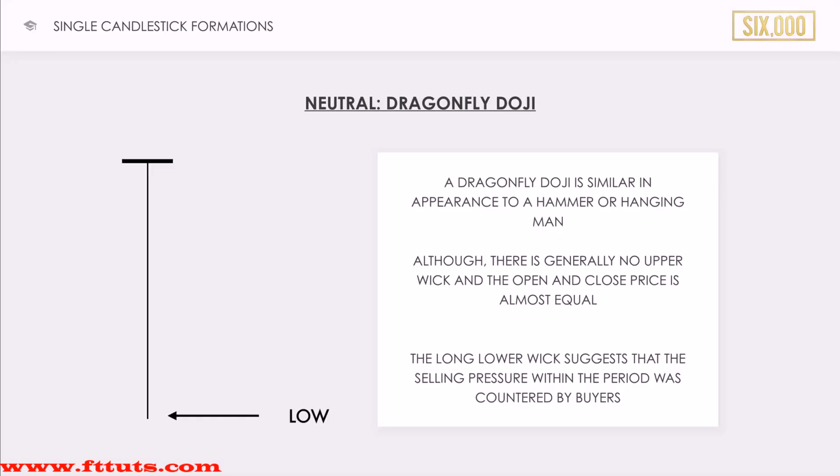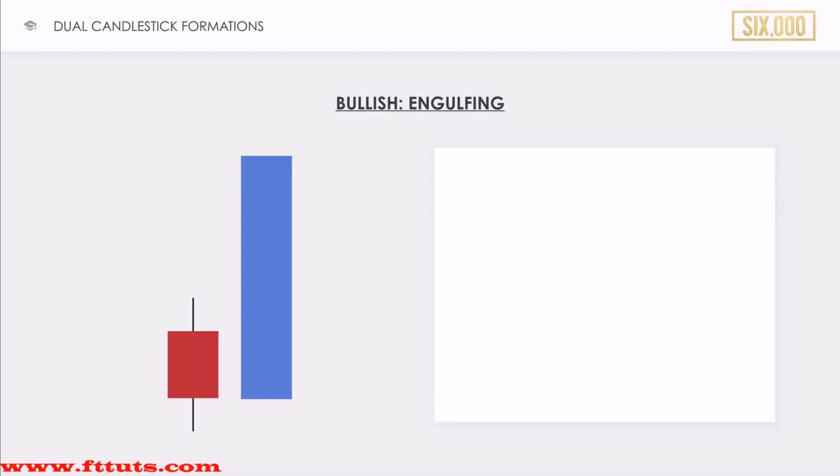The long lower wick suggests that the selling pressure within the period was countered by buyers. So this could be a 1 hour period or even a 4 hour period. Now on to our third topic for today, which is dual candlestick formations.